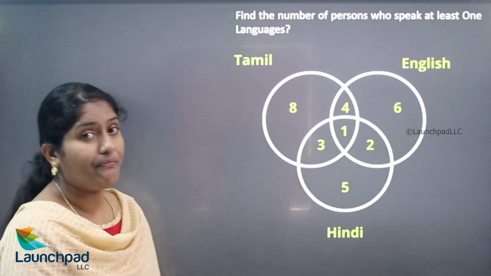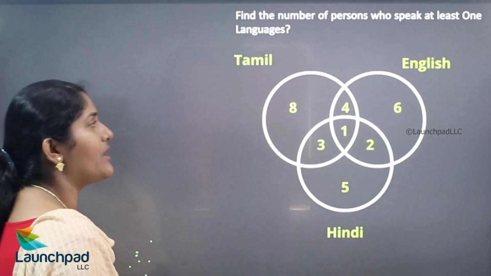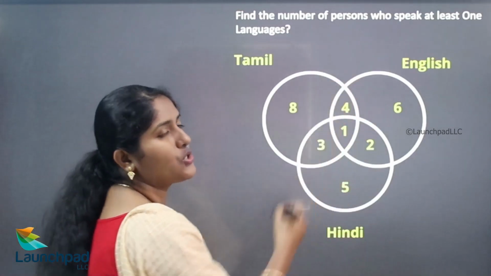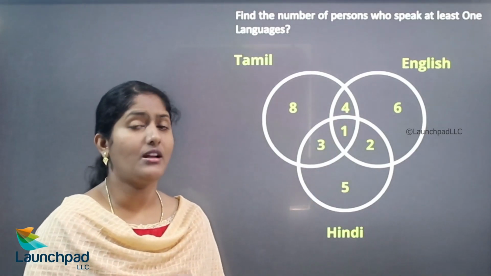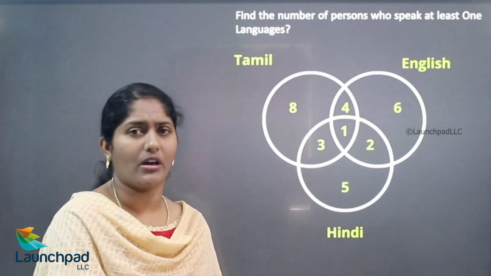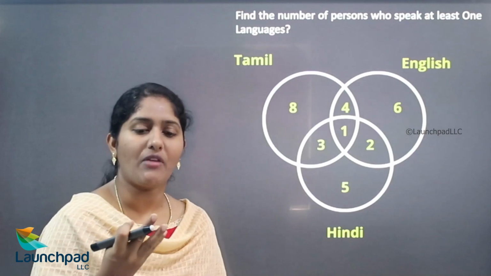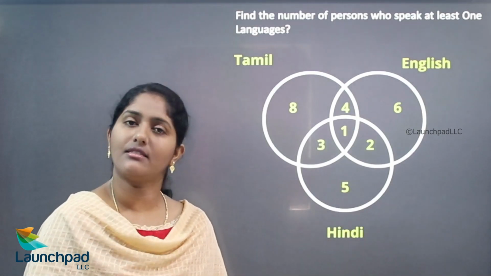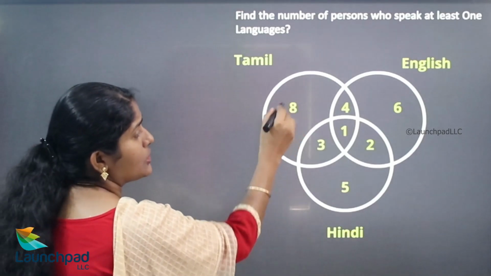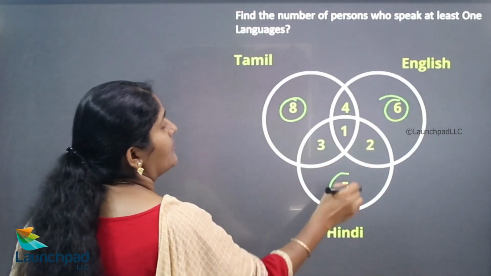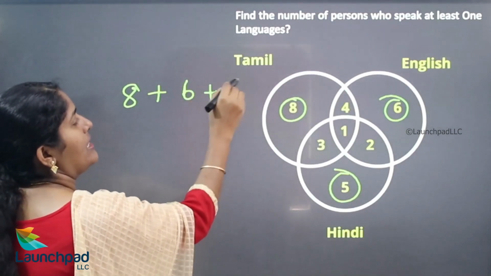We'll move on to your next question. Find the number of persons who speak at least one language. The word at least is very important. At least means the minimum value should begin with 1 and the maximum value depends upon your question. In this question, the maximum value is 3. So the values are 1 language, 2 languages and 3 languages. How many persons speak only 1 language? Only Tamil, only English, only Hindi.